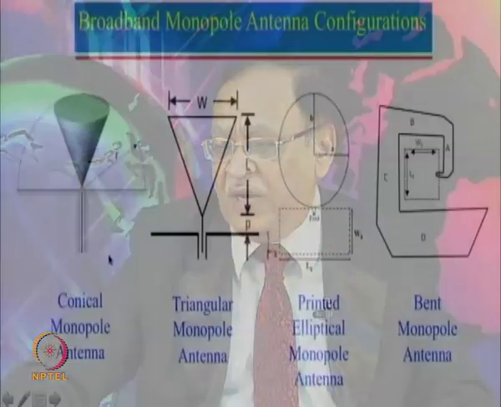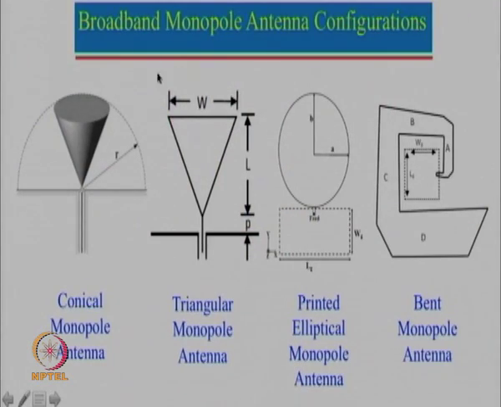Now, let us see different cases of the monopole antenna, and how we can increase the bandwidth of the monopole antenna. Here we are taking an example of a conical monopole antenna, which is nothing but half of the biconical dipole antenna. It is fed with a coaxial feed here. This is the thinner version of that. Instead of using the full cone, we have only used the triangular one, so this is known as a triangular monopole antenna.